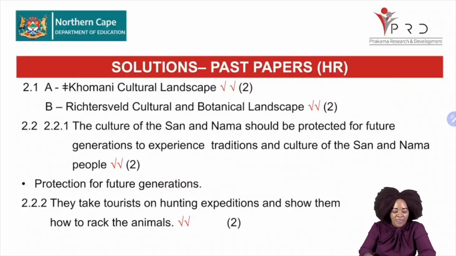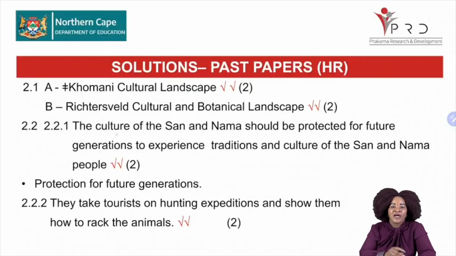And also in 2.1, you were given a map. And in that map, there were 2 pictures in the Northern Cape and also a map of South Africa where the Northern Cape was shaded. So you were supposed to give the names of the 2 World Heritage Sites that are there in the Northern Cape province. World Heritage Site A is Khomani Cultural Landscape, and it is 2 marks, guys. 2 marks is a lot. And the second one is Richtersveld Cultural and Botanical Landscape.